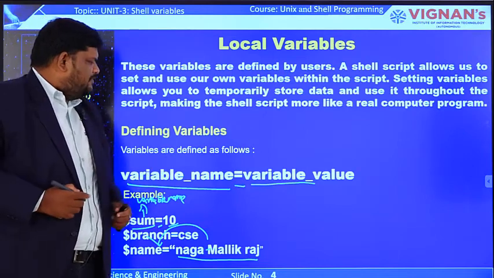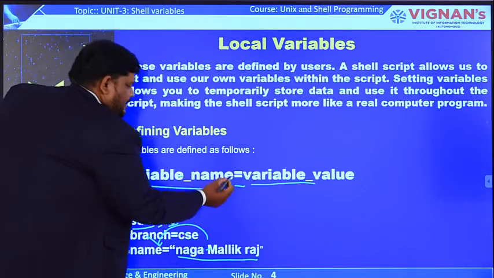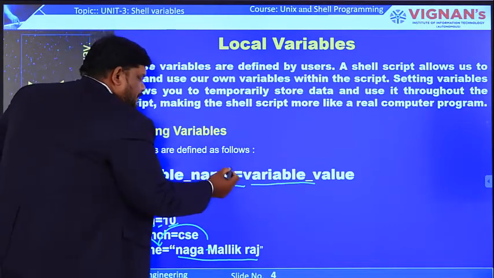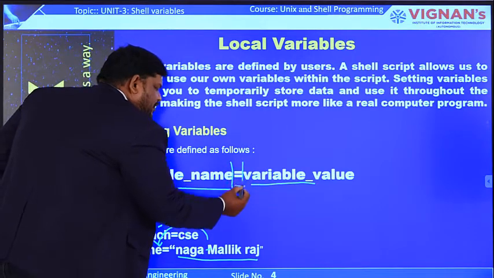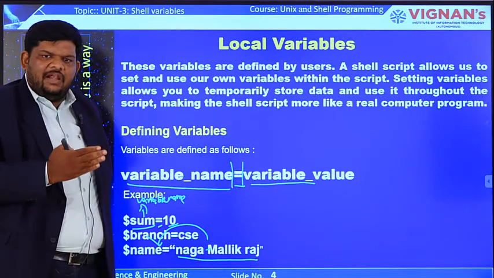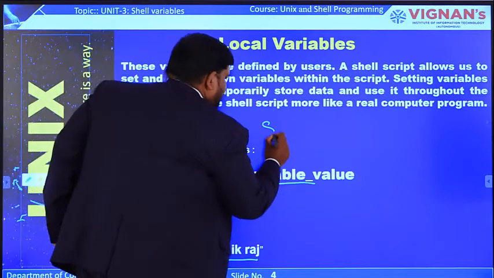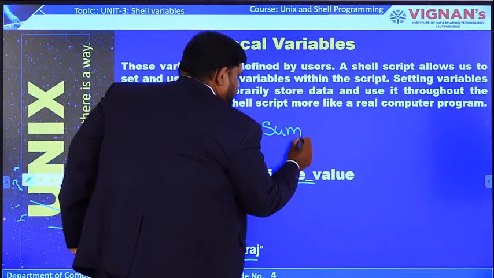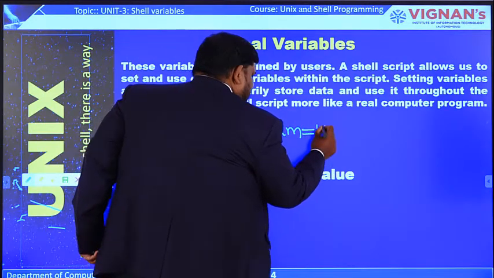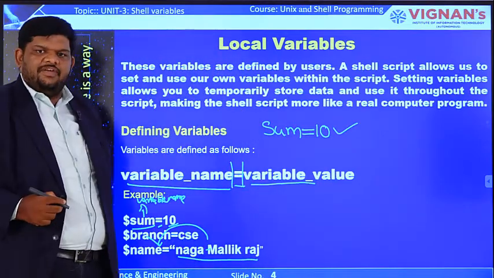While defining variables, we have to keep in mind an important note: for the equal to operator, or assignment operator, space should be avoided before and after it. That means white space is not at all allowed before and after the assignment operator. For example, consider this one: the variable name, without any white space, then the assignment operator and the value. This is the correct way of defining a variable.